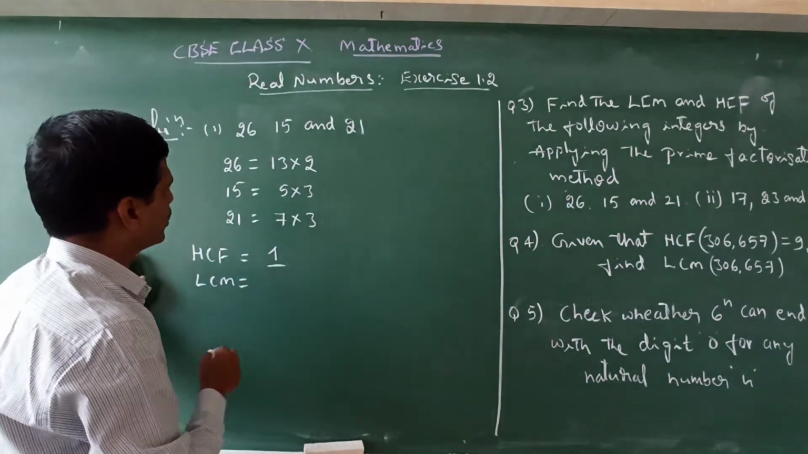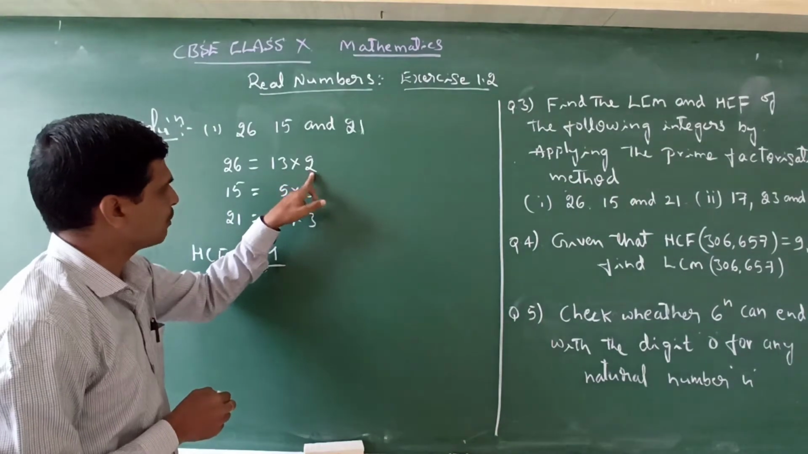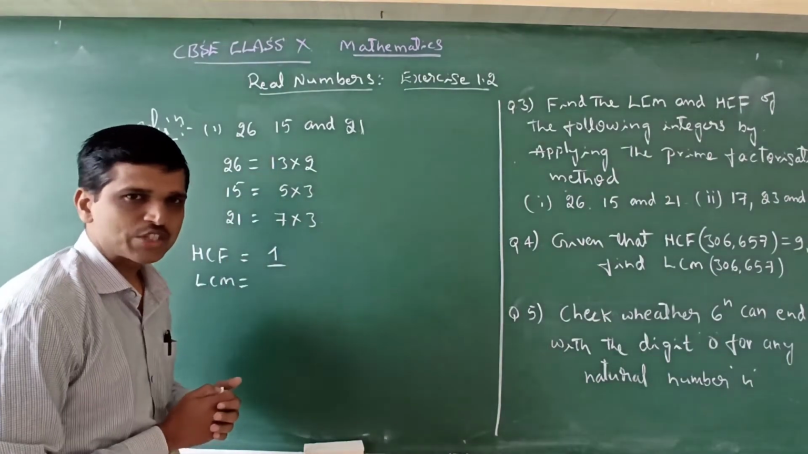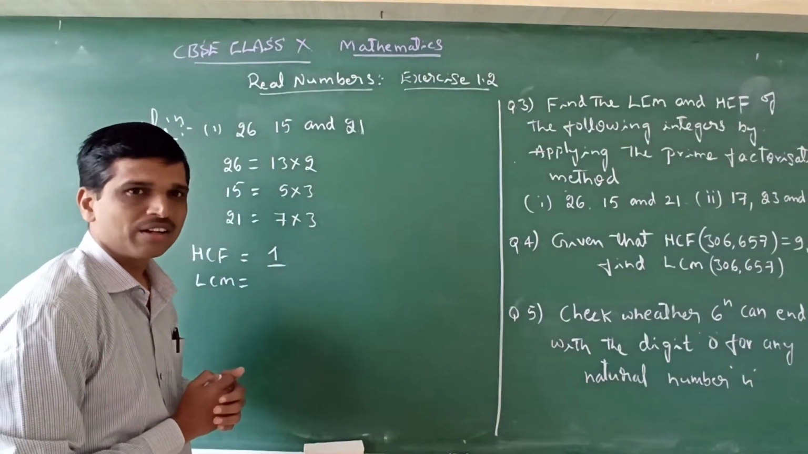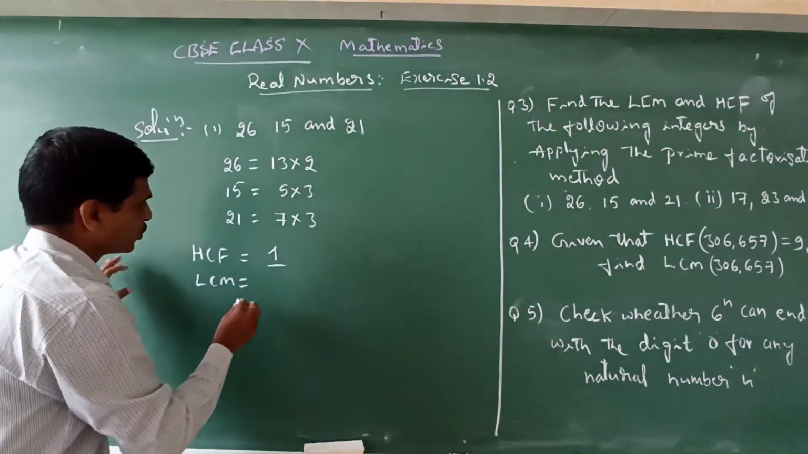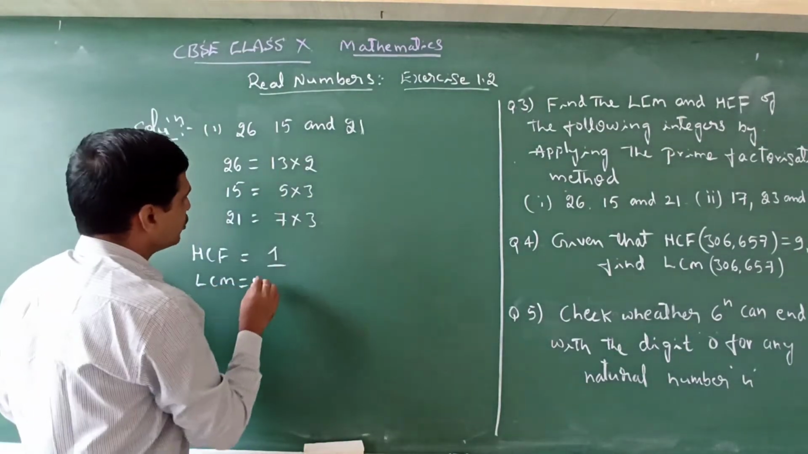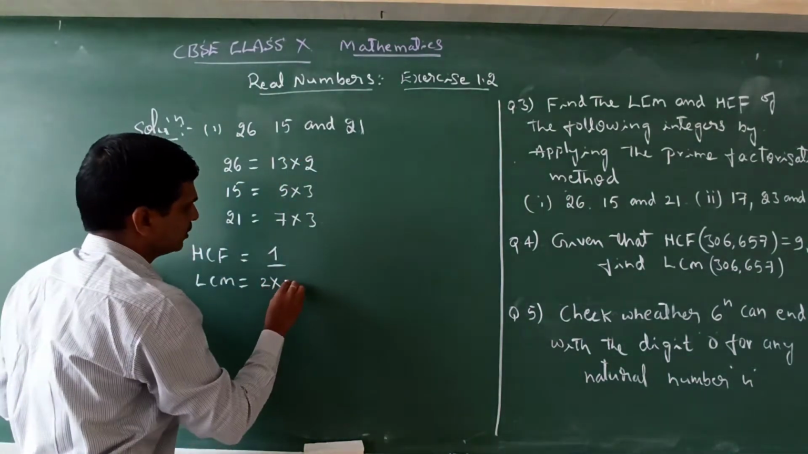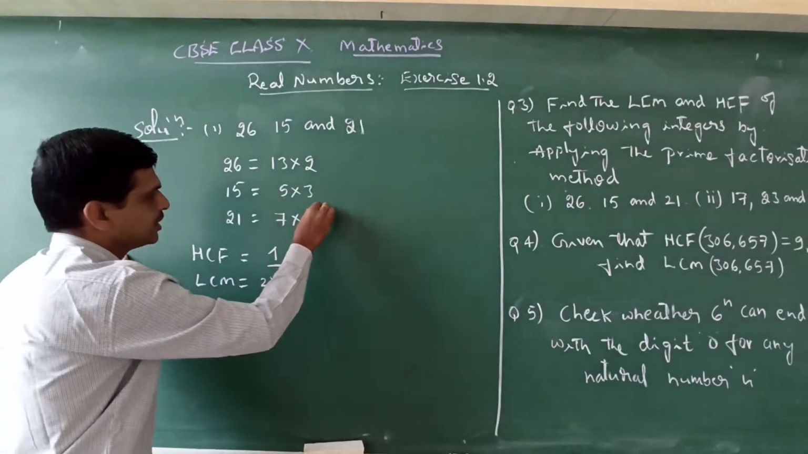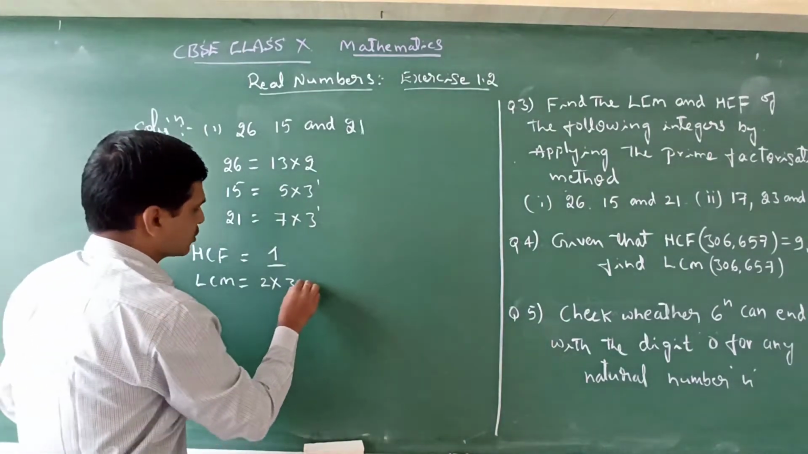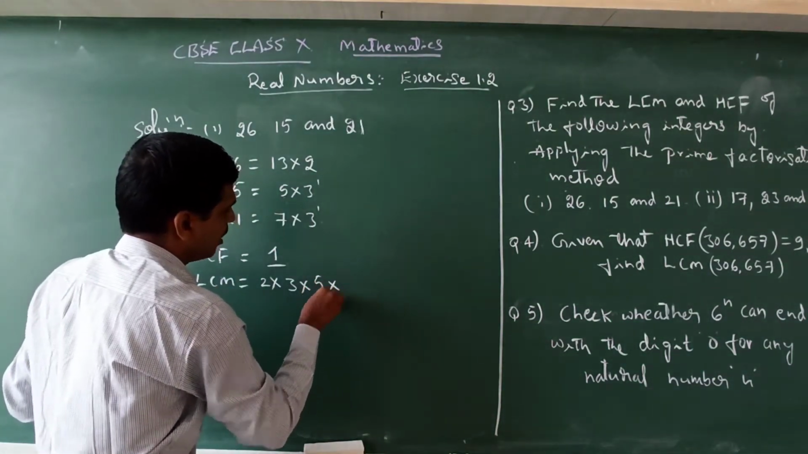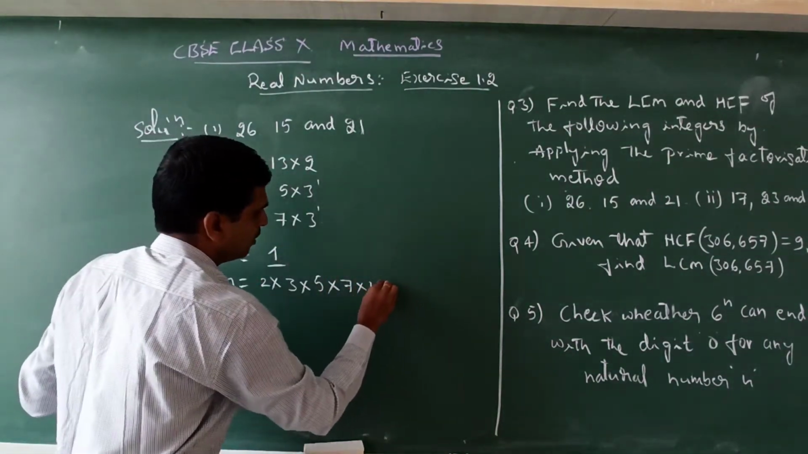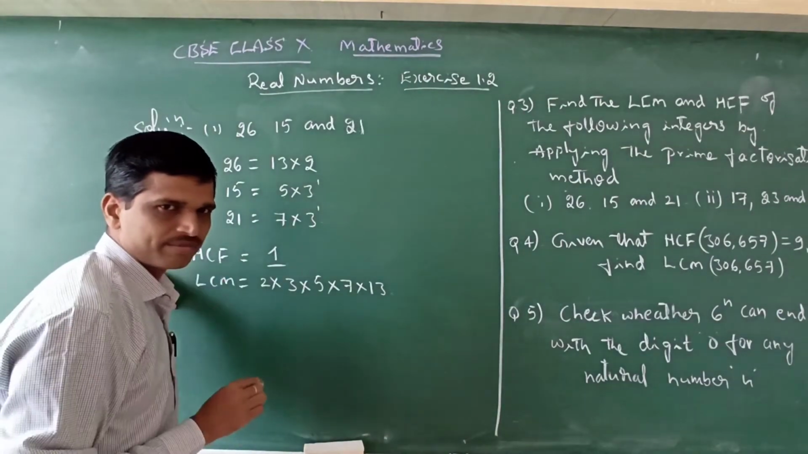Now what about LCM? Consider their highest power. Here 13 is a prime number, 2 is a prime number, 5, 3, 7, 3. All are primes, but no one is repeating. That is why we should write it again with powers of factors and in order. First of all take 2, only 1 is there. Next 3 is power 1, next 5, and here order also matters, take ascending order. And 7, and lastly 13. Each having their power 1.